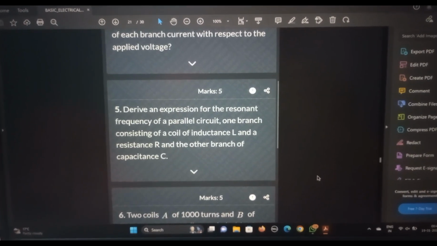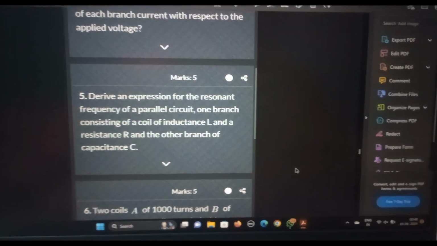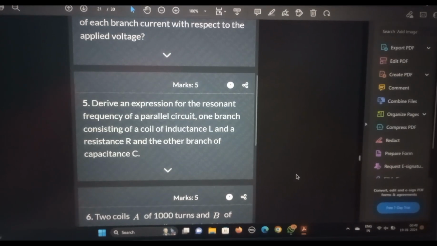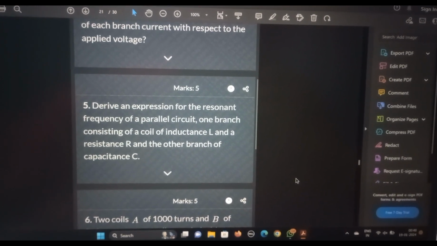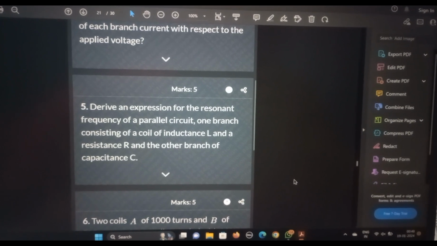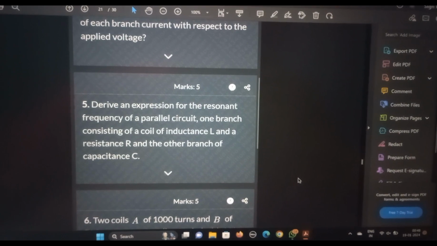Number 5. Derive an expression for the resonant frequency of a parallel circuit, one branch consisting of a coil of inductance L and a resistance R, and the other branch of capacitance C.